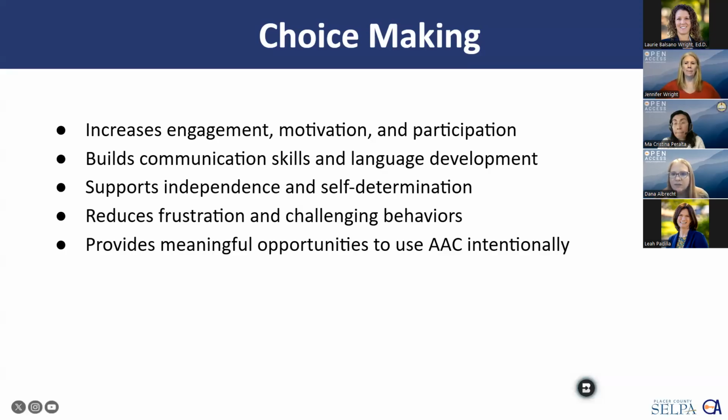Each time a student uses their AAC system to select an option, they're really practicing important language skills like requesting, commenting about what they like or don't like, or refusing. I guess that's what they don't like. The repeated practice really strengthens their vocabulary. It helps them to understand that their communication has an impact, and that when they say something, it creates a change or a reaction.